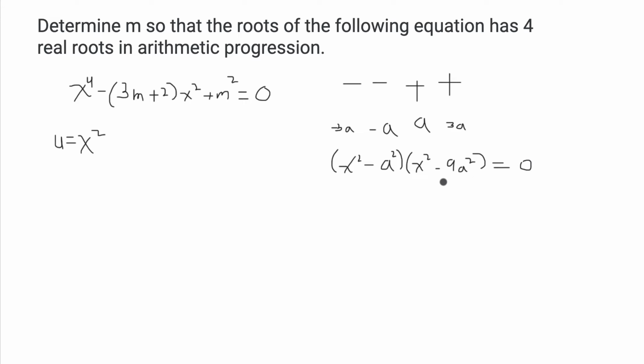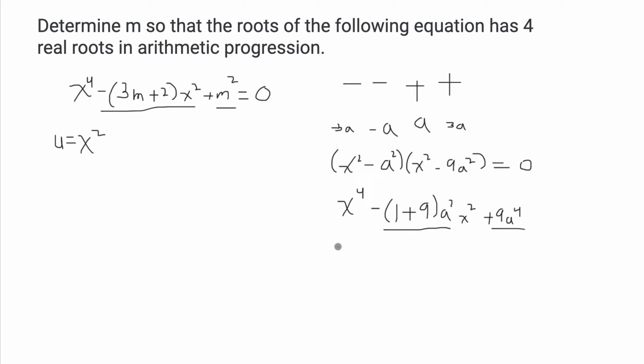Now that we've introduced a, we can solve for m by FOILing this out and matching coefficients. In particular, we get an x to the 4th term out front. We get a minus 1 plus 9, which we'll call 10, a squared x squared term, and then plus, of course, the 9a to the 4th term. And this gives us a set of equations by considering the coefficients, because we said that this should be the same as our original equation.